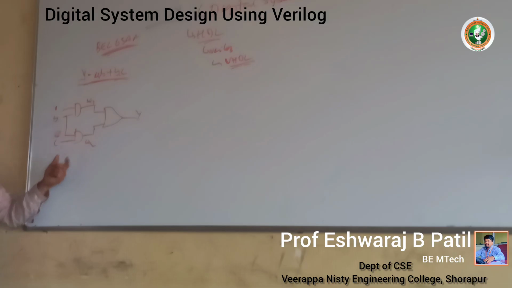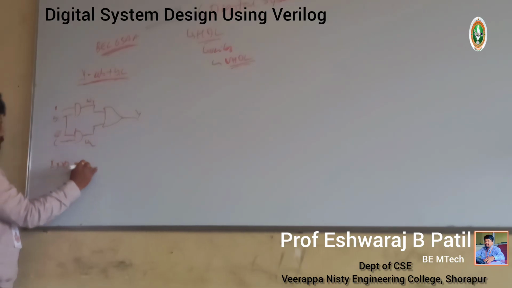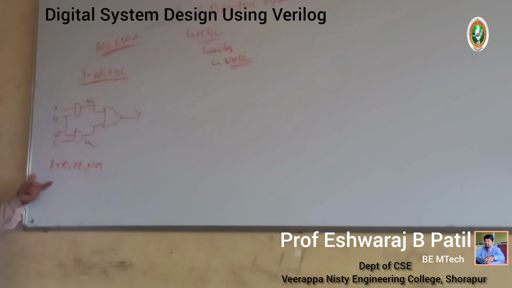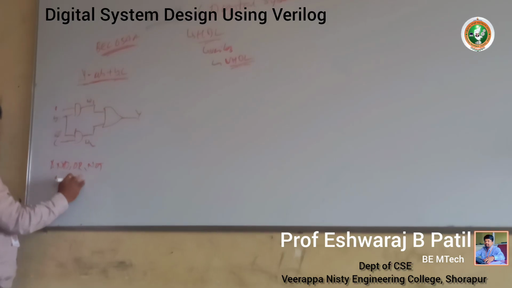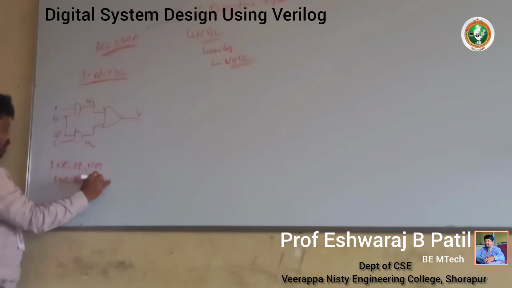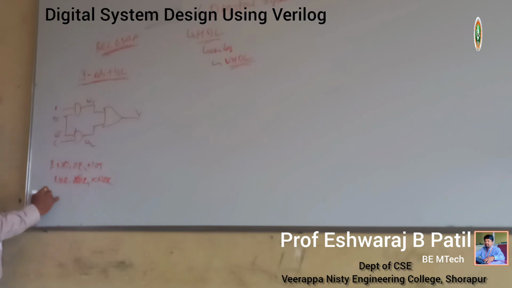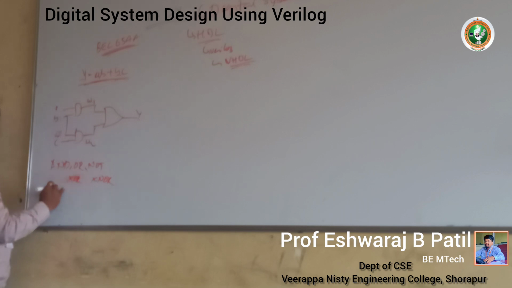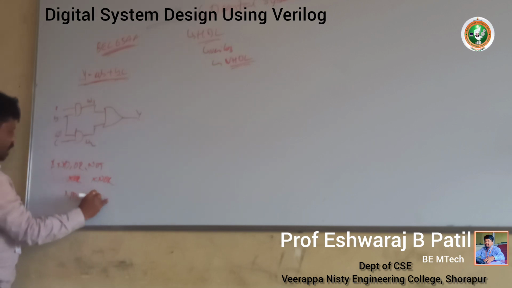Basic gates are the AND gate, OR gate, and NOT gate. Similarly, the derived gates are the NOR gate, NAND gate, XOR gate, and XNOR gate. Special gates are the NAND and NOR gates.